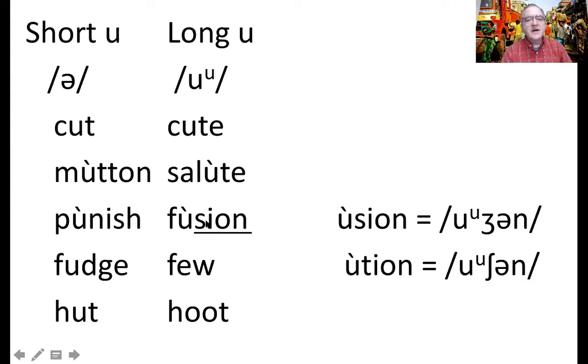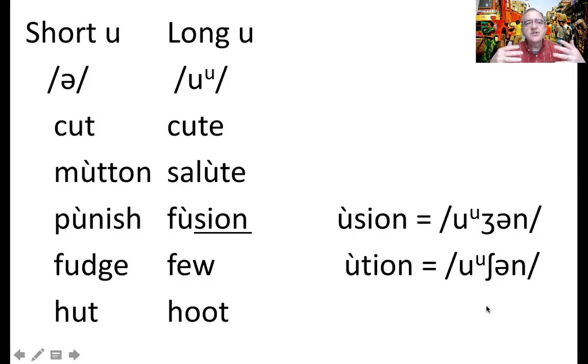And fusion. Now, anytime you have an I-O-N, S-I-O-N, or a T-I-O-N, it's going to be zhun, fusion. Now, we're not going to study the zh very much, but let me tell you that it's like sh, but you put voice. It comes from the French. The English took it from the French. Do you know the French word for love? Je t'aime. Okay, so it's fusion. Fusion means to put two things together.